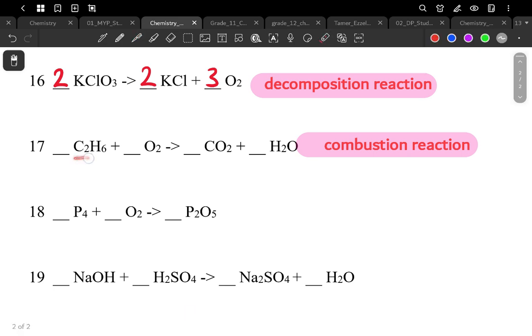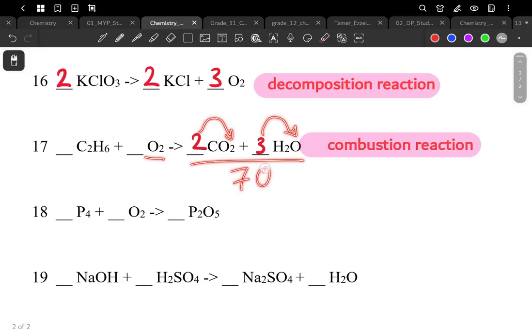We have 2 carbon atoms here and 1 carbon atom here, so I'm going to add 2. I'm doing this to balance the carbon atoms. Hydrogen is 6, and the hydrogen here is 2, so I'm going to add a coefficient of 3. So now 3 multiplied by 2 is 6, and we have 6 here. Oxygen, we have 2 oxygen atoms here, and how many oxygen atoms do we have here? 4 plus 3, we have 7 oxygen atoms.